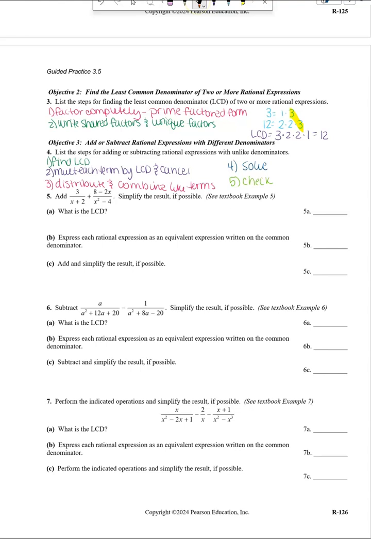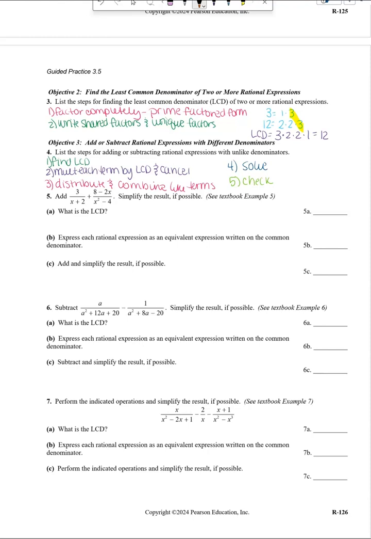Number 5. We're going to add these two and simplify the results if possible. So what is going to be our least common denominator? Sorry guys, this cold's killing me.